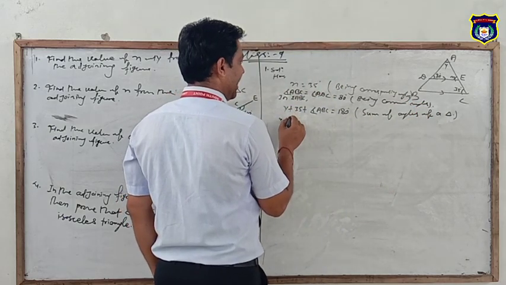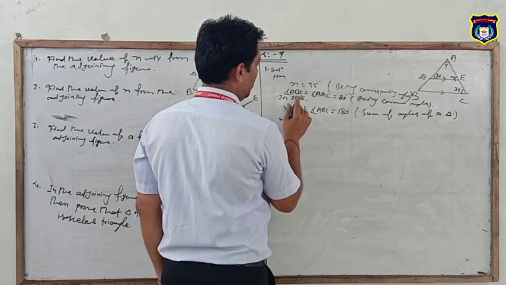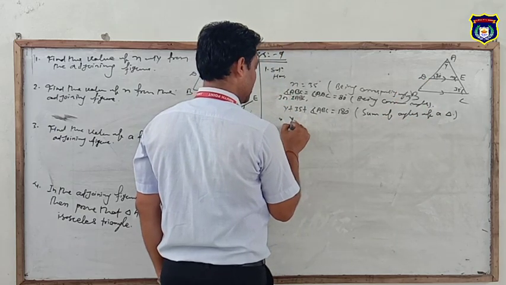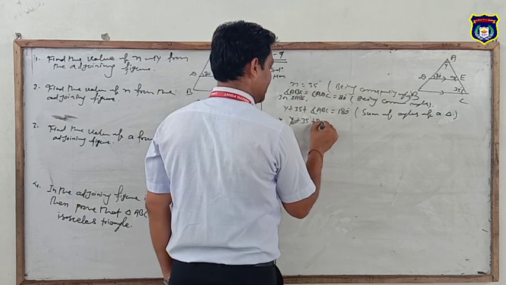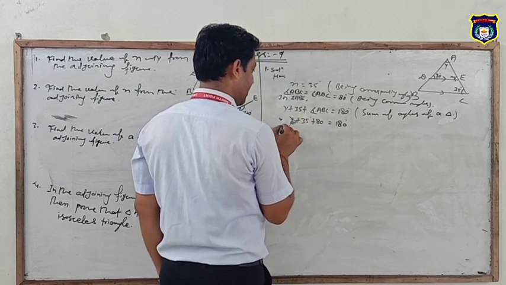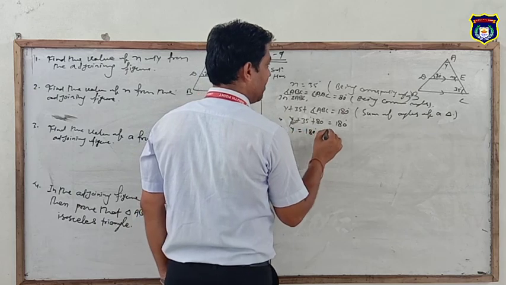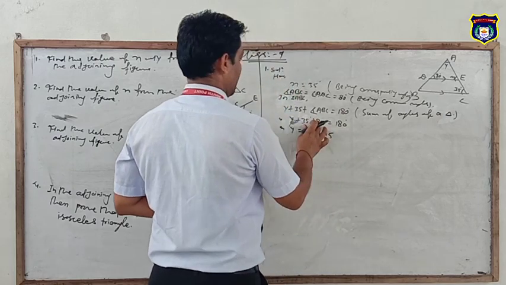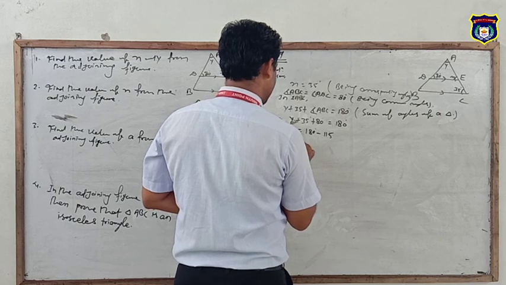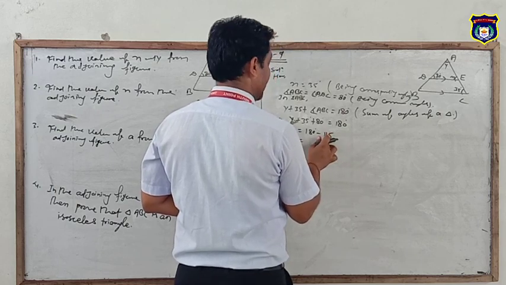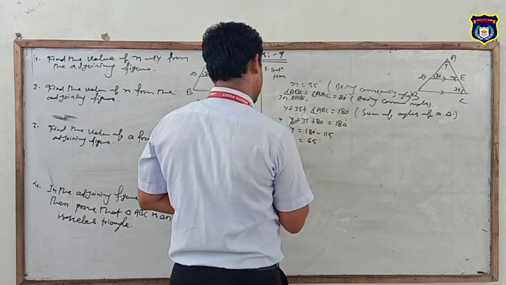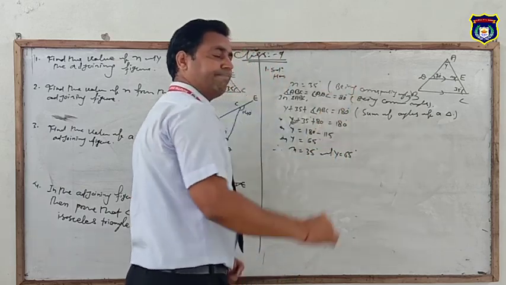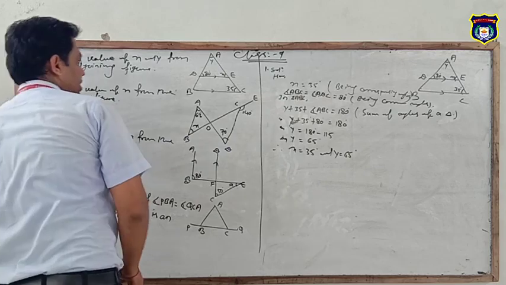After that, substitute the values. Angle ABC is 80. Y plus 35 plus 80 is equal to 180. Y is equal to 180 minus 115. Therefore, Y is equal to 65. So X is equal to 35 and Y is equal to 65. Next question.